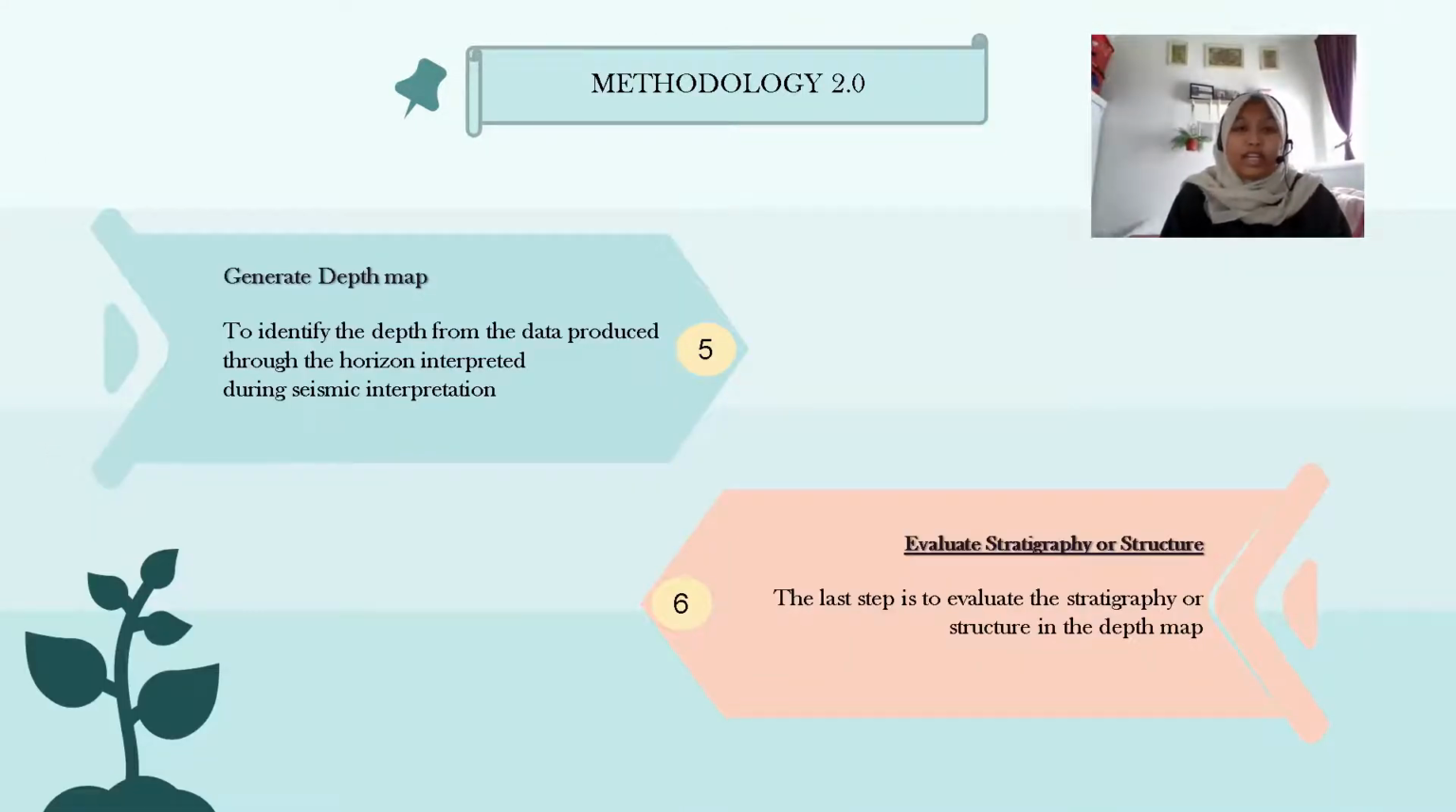Now, the second last step in the methodology is generate depth map. This is because we need to identify the depth from the produced data from the horizon interpreted, that is from the TWT map. Then the last step is to evaluate stratigraphy and structure. After producing the depth map, we need to evaluate the stratigraphy and the structure.